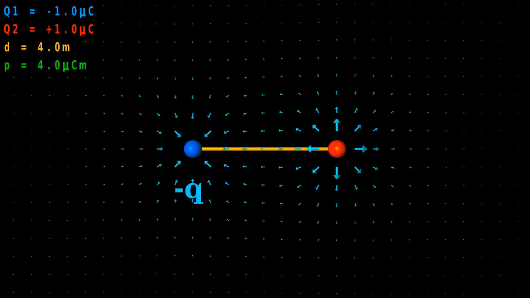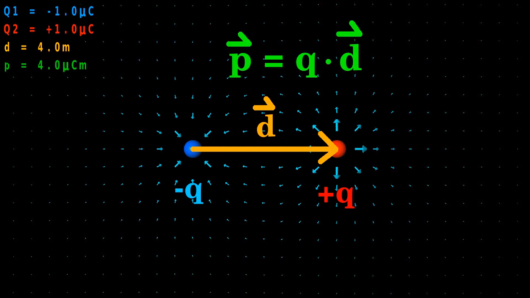In the simple case of two point charges with a fixed spacing, one with charge minus q and the other with charge plus q, there is an electric dipole moment acting on the formation. The arrangement is named electric dipole, where d is the displacement vector pointing from the negative to the positive charge.